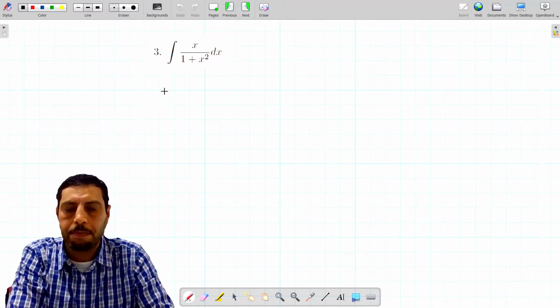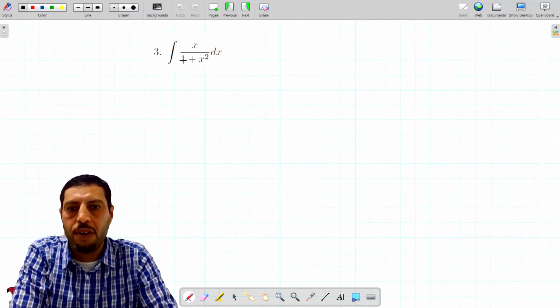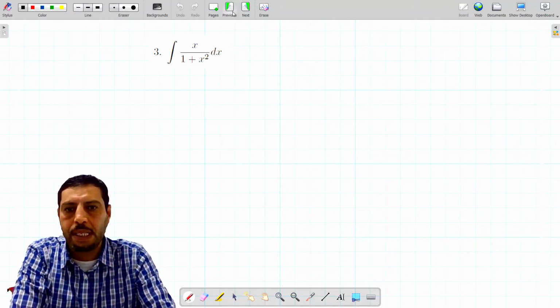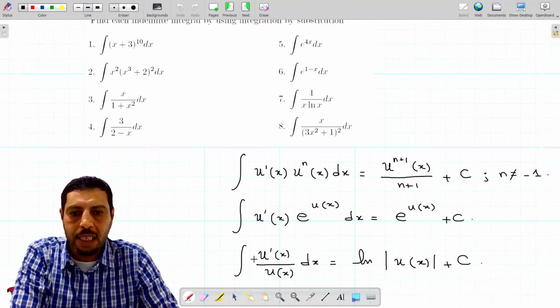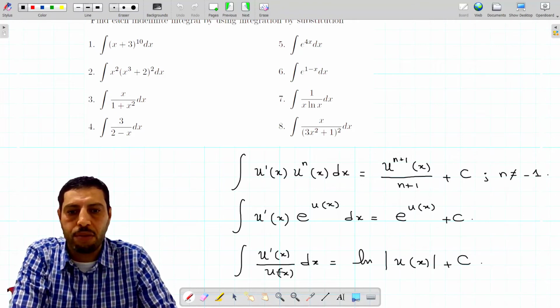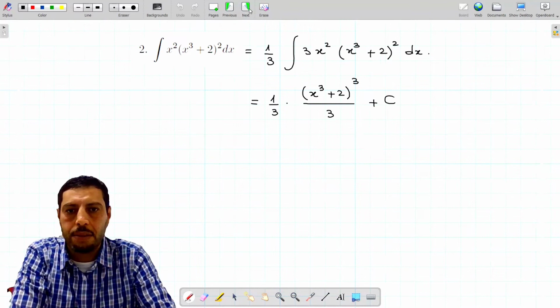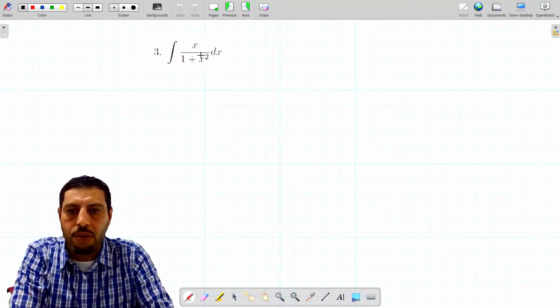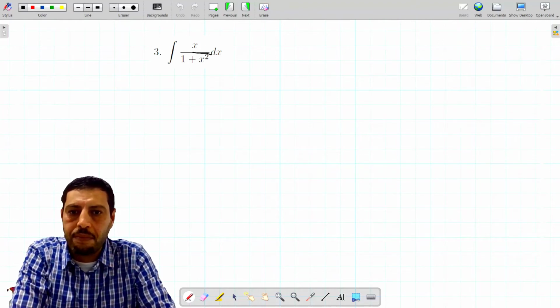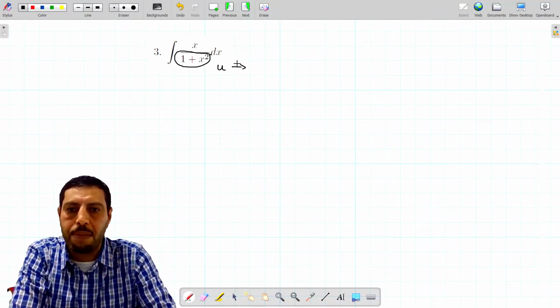Now, next one. Here we have x over 1 plus x squared. From the set of the three rules, I suspect the third rule to be the appropriate rule, since I see a fraction here. So let's try to apply this rule, which is u prime over u, which gives ln of u. Okay? So let's check. So if I'm gonna use u prime over u, so the u will be this function in the bottom here. So this is u. If u is 1 plus x squared, u prime is 2x.